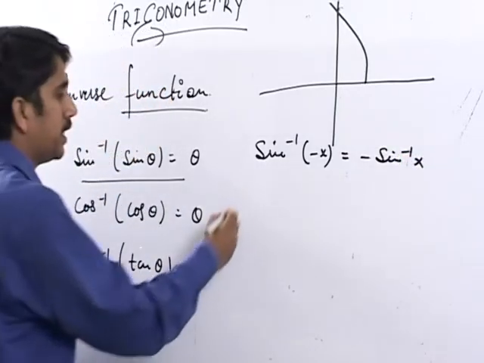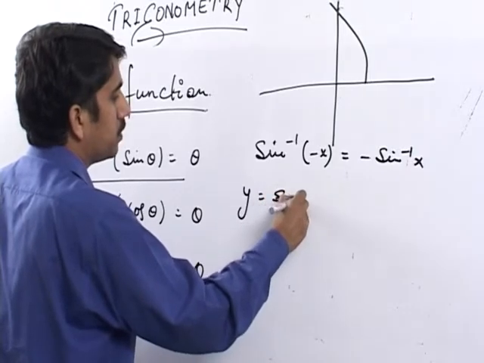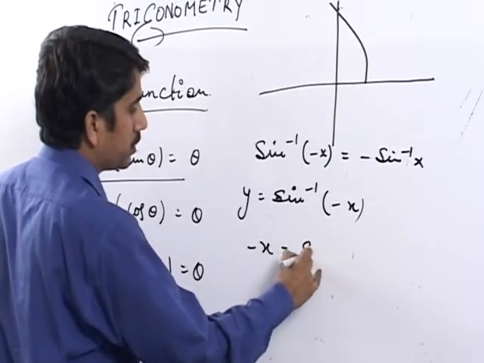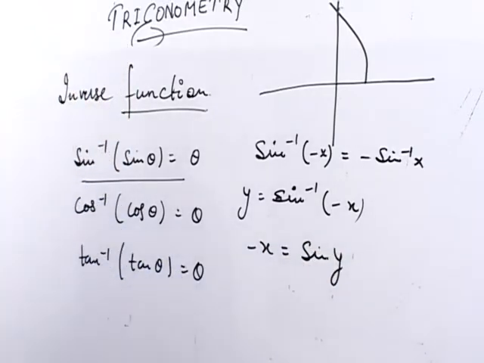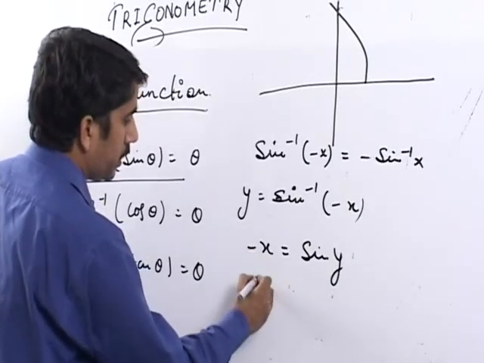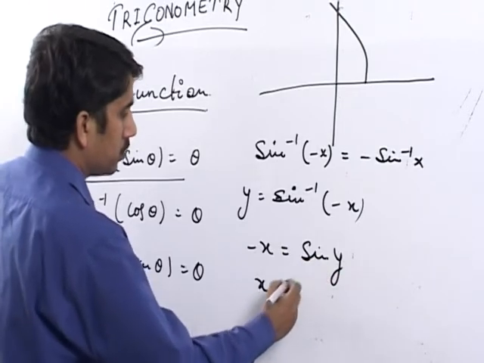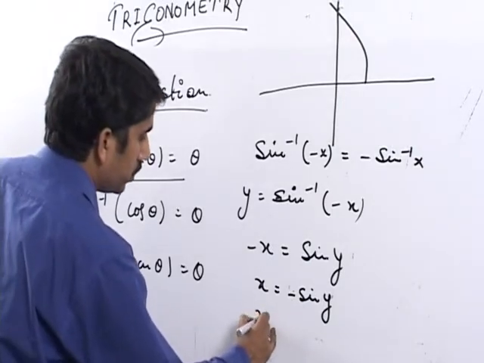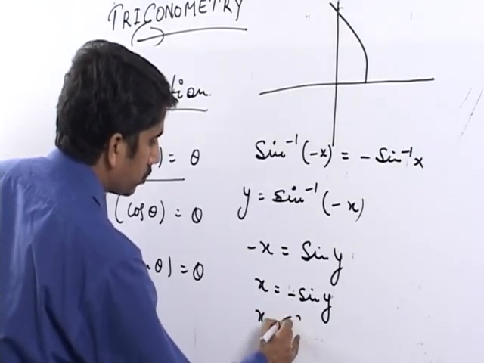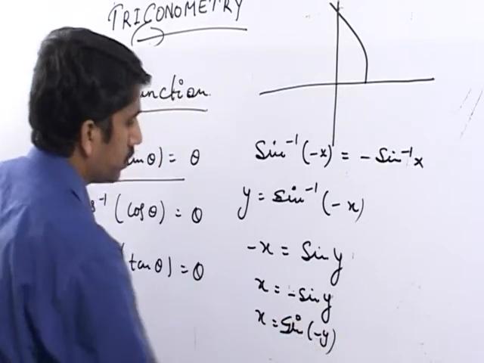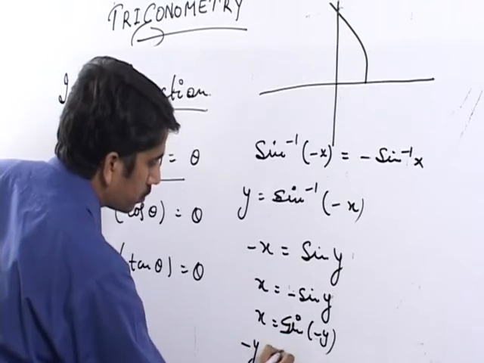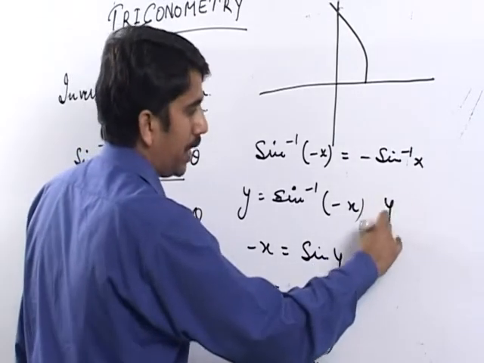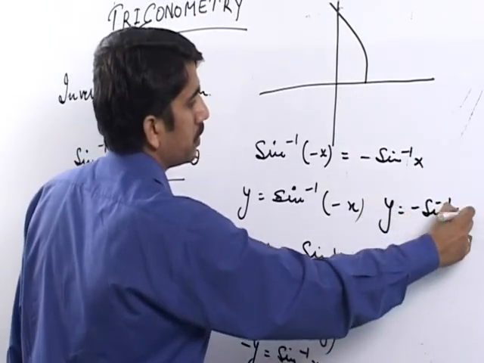For this, let's take y is equal to sin inverse of minus x. Here we will have minus x equal to sin y. So you can say that x is equal to minus sin y, and this is equal to x equal to sin of minus y, and this is again equal to minus y is equal to sin inverse x, and this will become y is equal to minus sin inverse x.